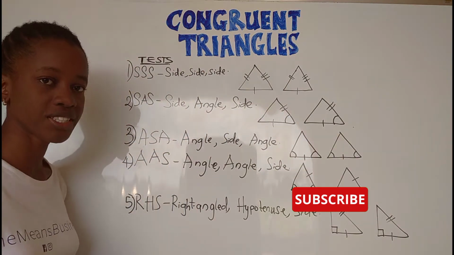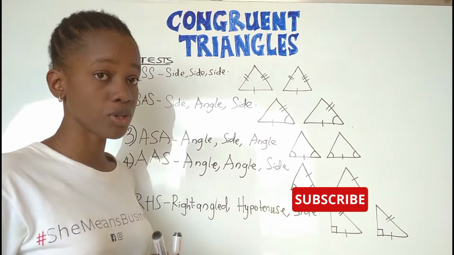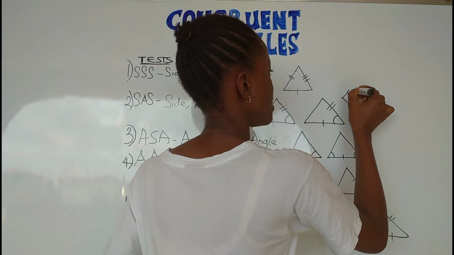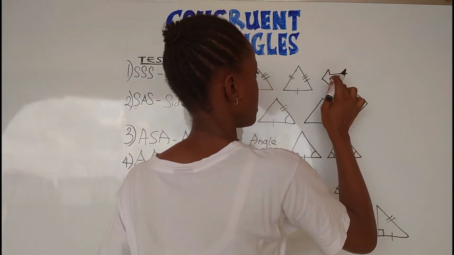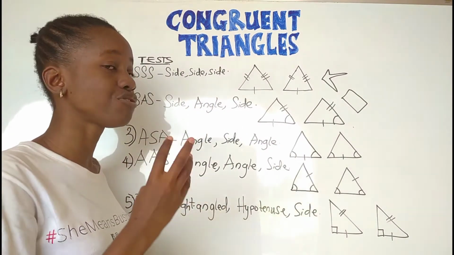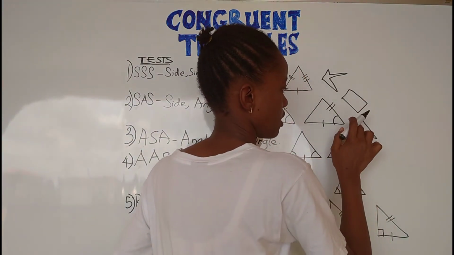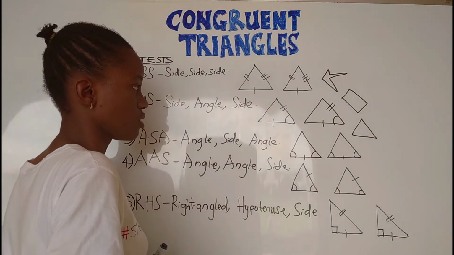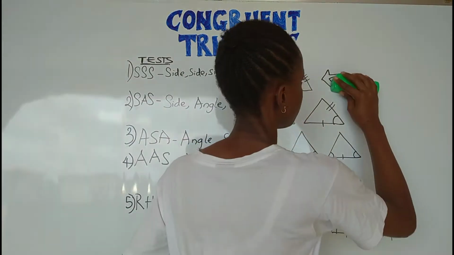So we are looking at congruent triangles. What are triangles? Triangles are polygons. Well, what are polygons? Polygons are shapes that are bounded by straight lines. They must be bounded by what? Straight lines. So triangles are polygons that have 3 sides. So we are going to have a shape that has straight lines that are 3 in number. So you can see here that these are triangles that are drawn.